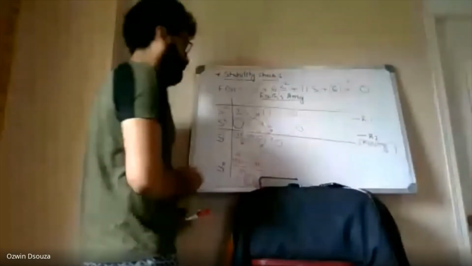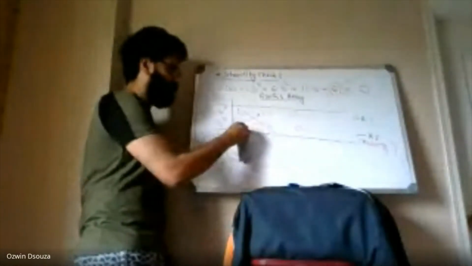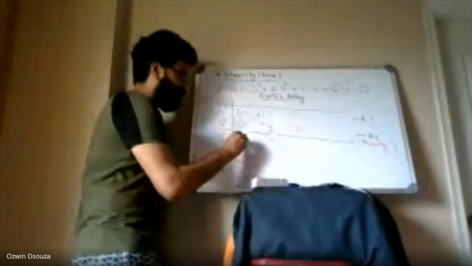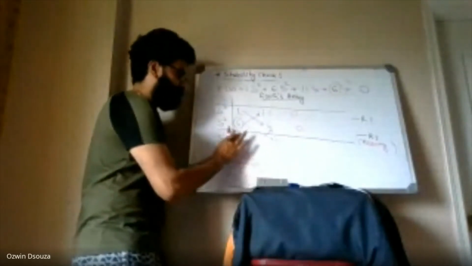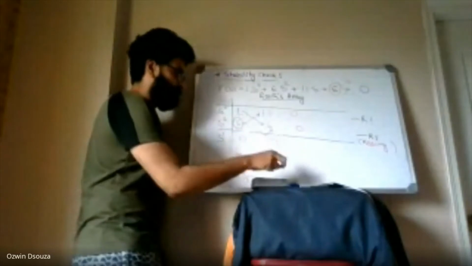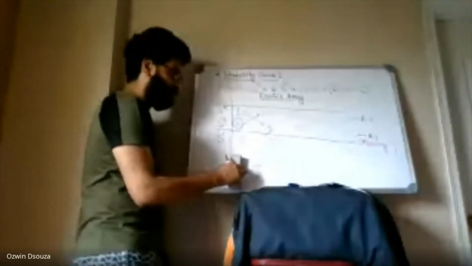Since I don't want to crowd the table, and I know the value of the s to the power 1 element, I'll just substitute it here. You can replay the video to check the method. So this is 10, and you will get the coefficient of s to the power 0 as 6. Done. So that's your Routh's table.